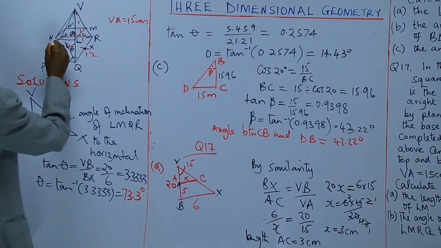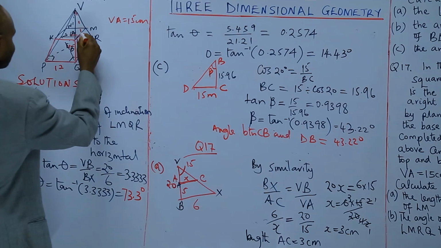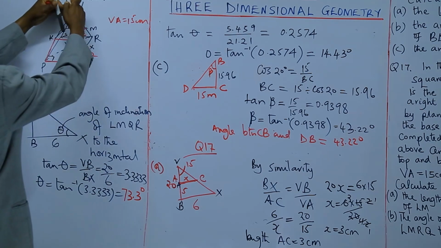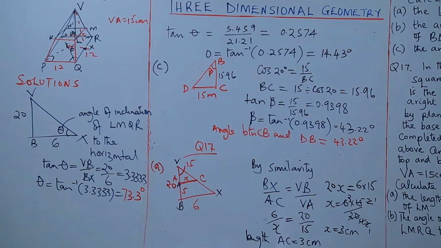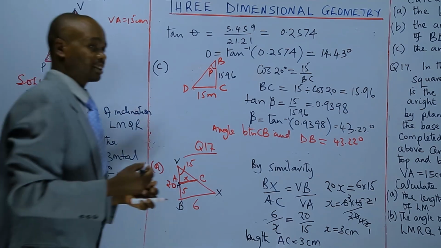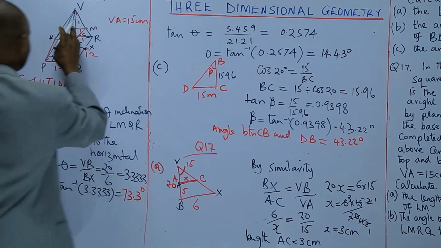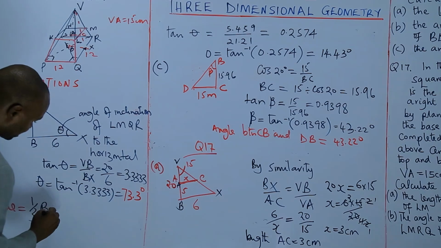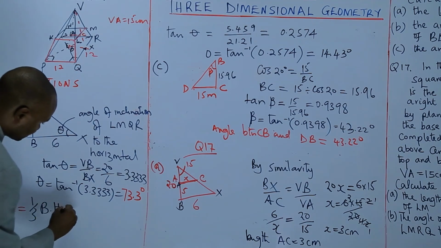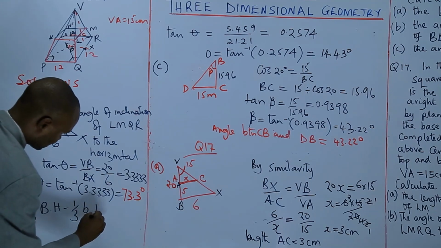Lastly, volume of the truncated pyramid. They are talking of this. That is the truncated pyramid. So to get that, you should get the volume of the larger pyramid, subtract the volume of the smaller pyramid. The volume of a pyramid is given by a third base area times height. So there will be a big base area and a small base area. So I'll write a third base area times height, subtract a third small base area times height.